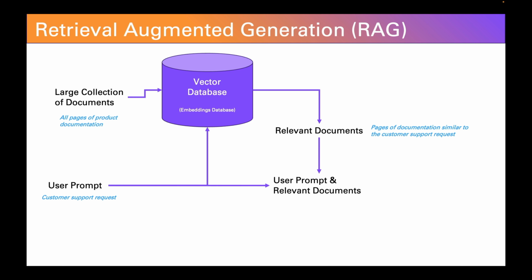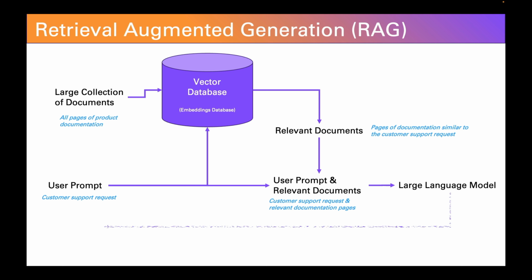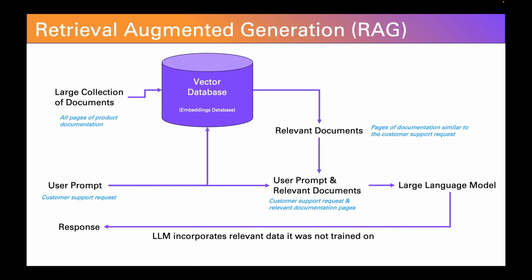Then you combine the user prompt and the relevant documents together. So in this case, you would take the customer support request and the relevant documentation pages, and you would pass those together to a large language model. And the large language model then would send a response back to the user. Effectively, this lets the large language model incorporate relevant data that it was not trained on. So it can answer the question based on the relevant pages of your product documentation, which probably weren't in the training data.